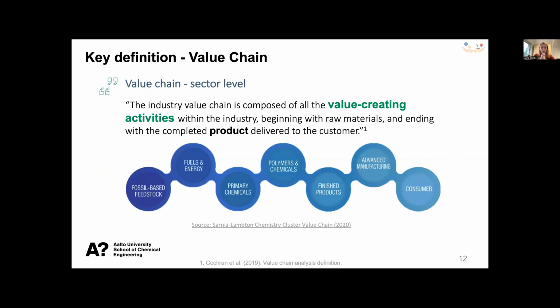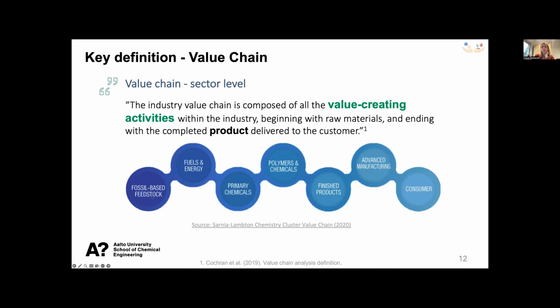Here is an example for you, and this is at a sectoral level. So we think about the fossil value chain. We keep talking about that: the products that we are making out of renewable resources, such as trees, agricultural residues, waste streams, are going to replace fossil-based products. So this is one example of a fossil value chain, with value-creating activities. We start with fossil-based feedstock in this case, and this comes from Sarnia in Canada. This is actually an existing value chain that they have there.